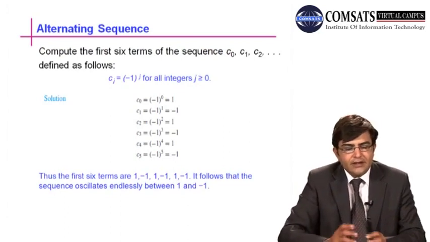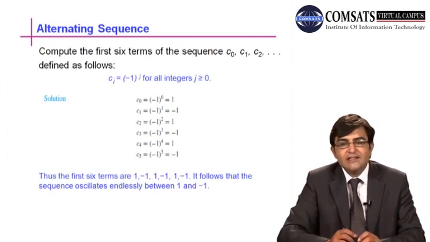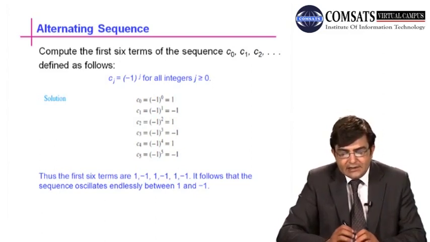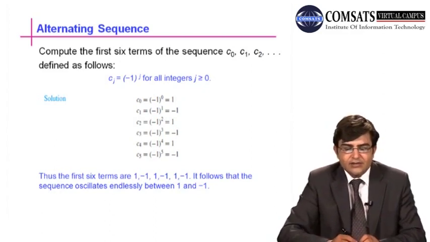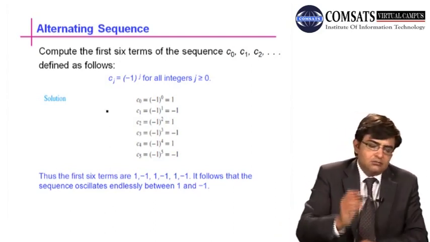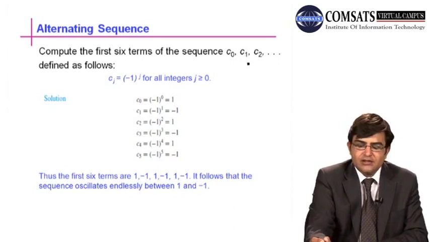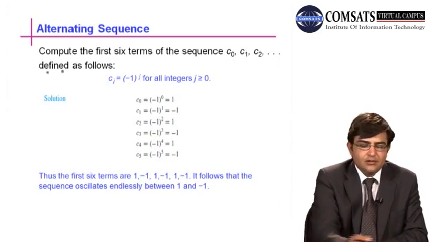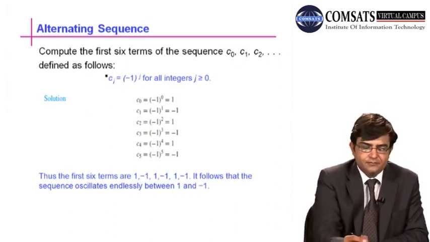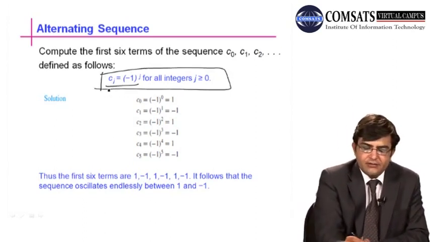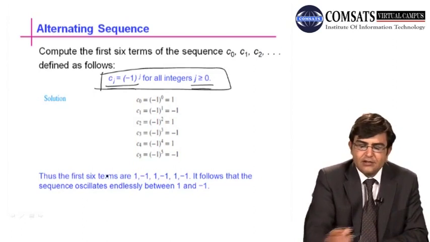Another example is the alternating sequence. An alternating sequence is one in which, for example, here we compute the first 6 terms of the sequence C_0, C_1, C_2 and so on, defined as this here. Now the general term of the sequence is given, and the domain is also given here.